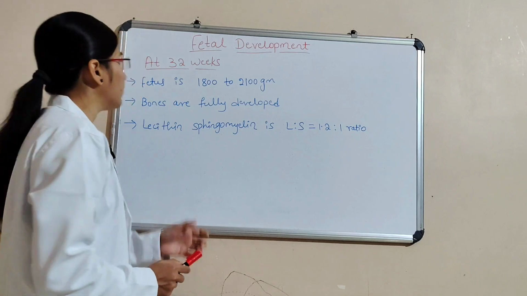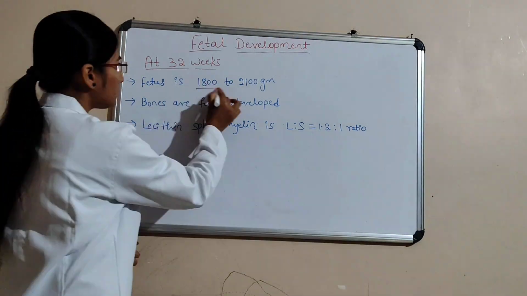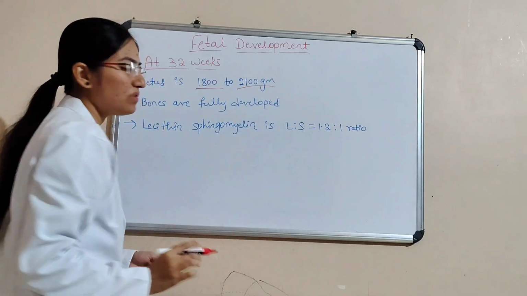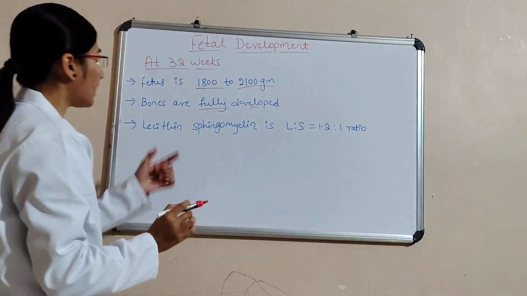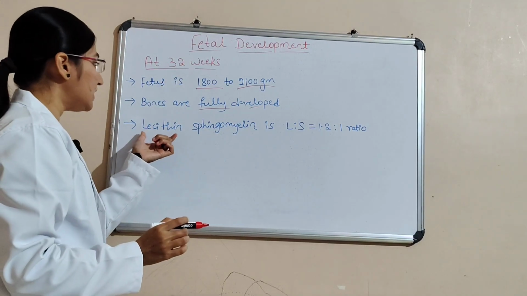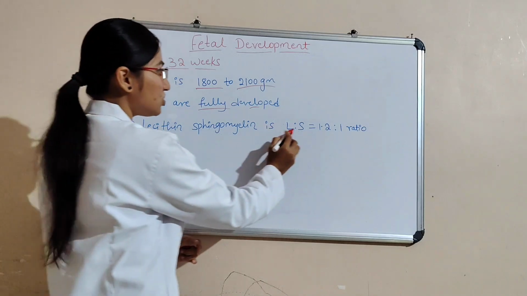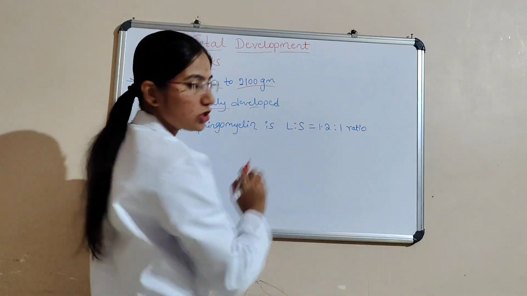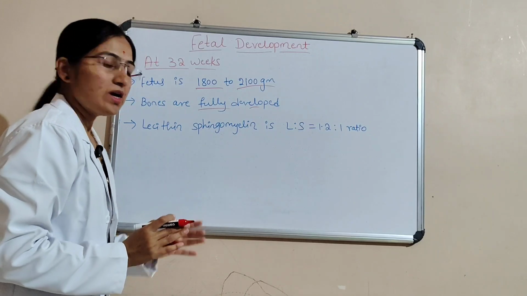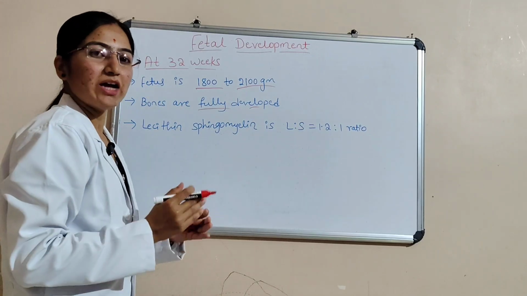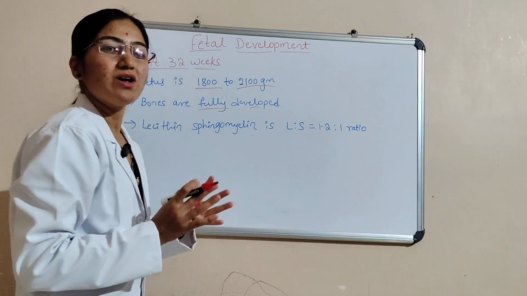Next we'll see 32 weeks. Here fetus weight is 1800 to 2100 gram, and bones are fully developed at 32 weeks. And then lecithin sphingomyelin, that is L to S, is 1.2:1 ratio. Lecithin sphingomyelin is a surfactant. It provides maturation for the lungs.